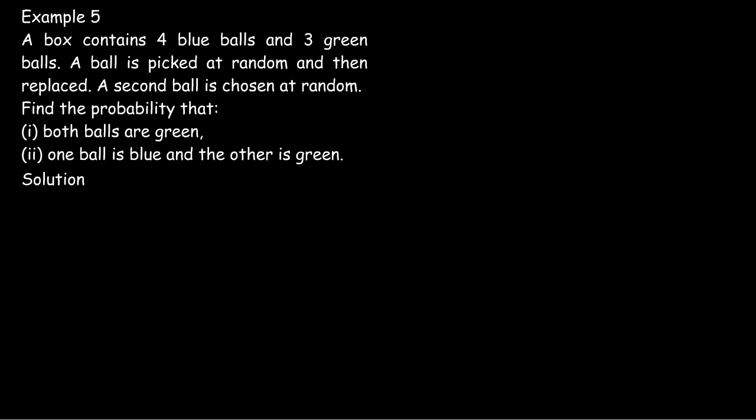Our final question states that a box contains 4 blue balls and 3 green balls. A ball is picked at random and then replaced. A second ball is chosen at random. Find the probability that 1, both balls are green, and 2, one ball is blue and the other is green.